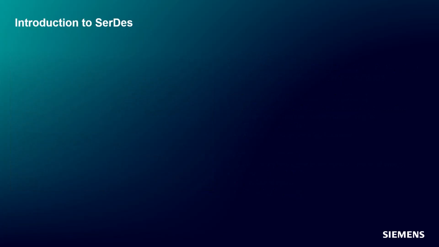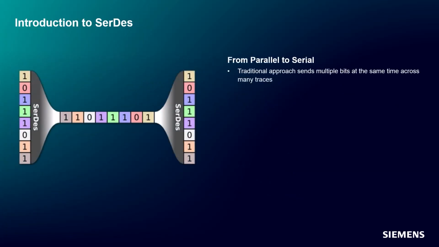This is where SerDes comes in. Instead of sending many bits at the same time across multiple traces, a SerDes system sends bits over a single trace or a small number of traces, but at a much higher speed. This process is called serialization. A block of parallel data, such as an 8-bit or 16-bit word, is converted into a high-speed stream of bits that are transmitted sequentially.